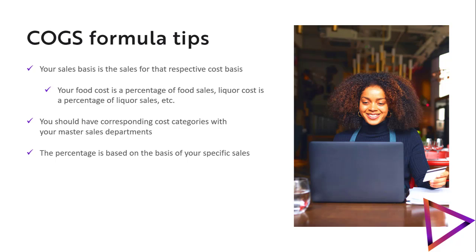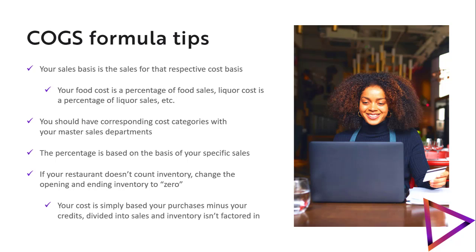For operators who count inventory by the week, this formula is the most accurate way to calculate the cost of the product that you've gone through during the week. If your restaurant doesn't count inventory, however, change the opening and ending inventory to 0. In doing this, understand that the formula still applies, but this means your cost is simply based on the following: your purchases minus your credits divided into sales. Your inventory is not factored in because you do not take it, so you obviously don't have an accurate number to insert into that formula.